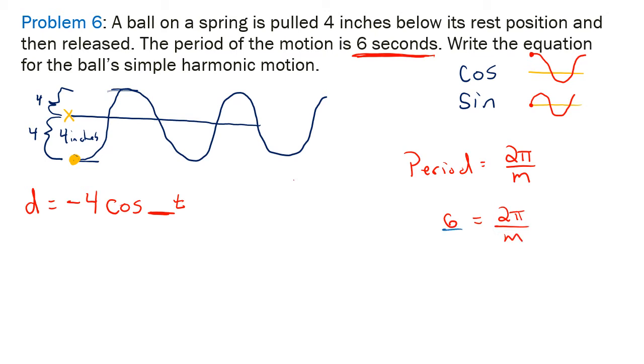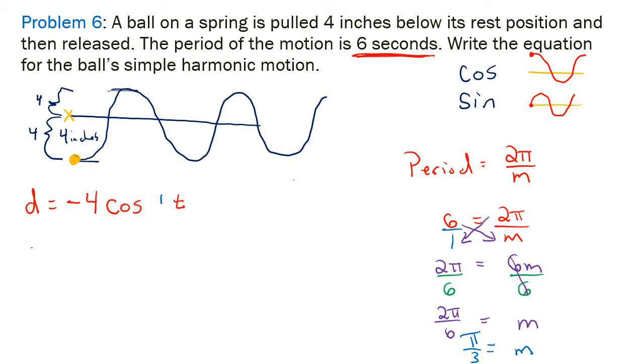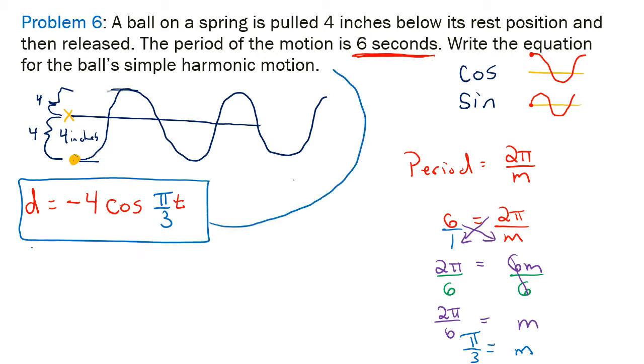Well, I can set it up where this is really 6 over 1. I can cross multiply, so 6 times m is 6m. 2 pi times 1 is just 2 pi. I want to get the m by itself, so I'm going to divide both sides by 6. So m equals 2 pi over 6, but we can reduce this. That's going to reduce down to pi over 3. So our m, the number that goes in front of t, is pi over 3. And this is the equation that represents this scenario.